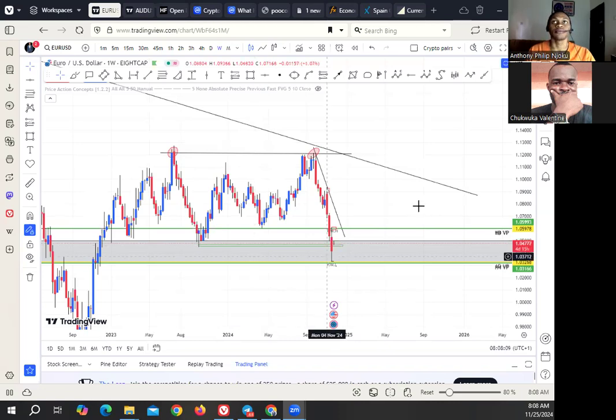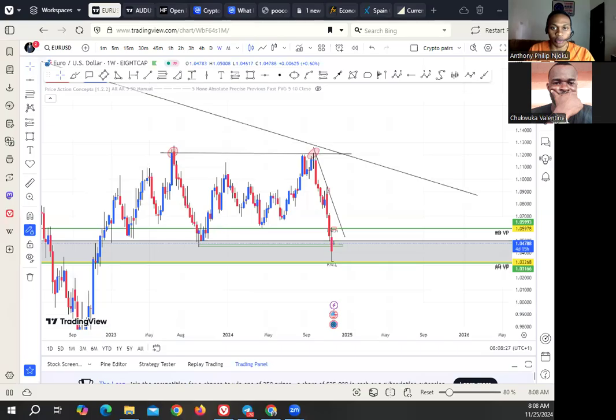Okay. So right now, what you're seeing is, wait, let me share that again. Better, much better. So right now, what you're seeing is Euro USD, which is the euro currency against the dollar currency.